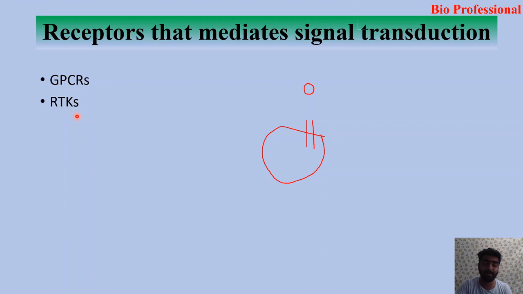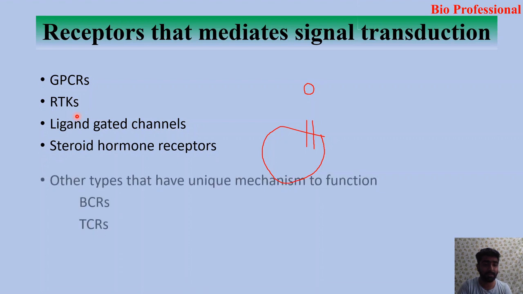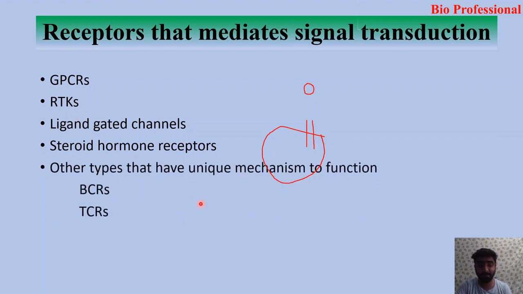There are RTKs, receptor tyrosine kinases, ligand gated channels, and steroid hormone receptors. And some other unique types. I use the term unique because they perform the signal transduction pathway in a slightly different manner and have unique mechanisms to function, like B cell receptors and T cell receptors. Their roles come when we study immunology. So you got to know that there is a signaling molecule and a receptor, and when they bind each other they perform the downstream signaling.